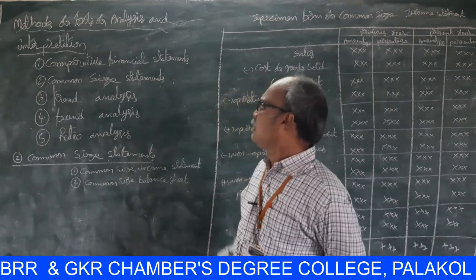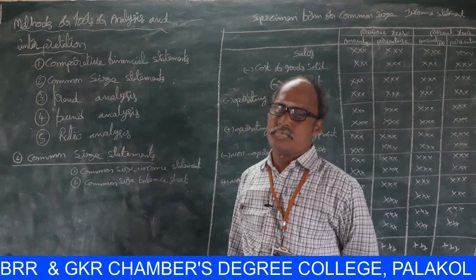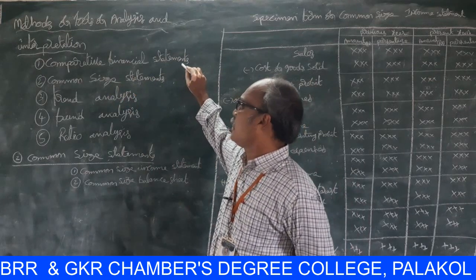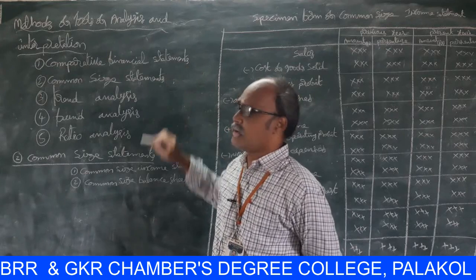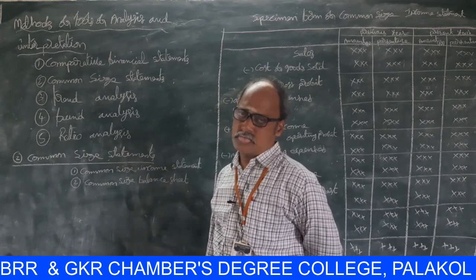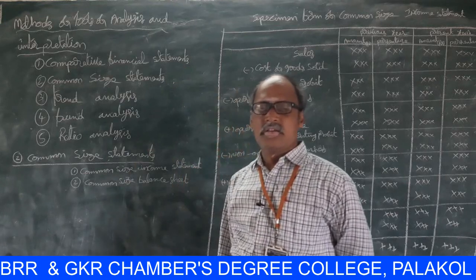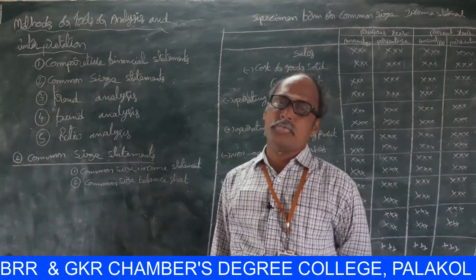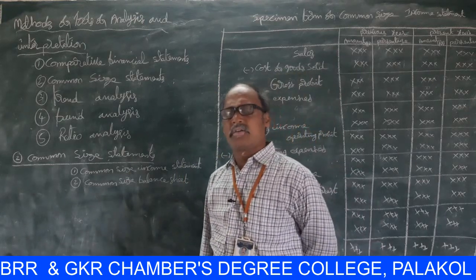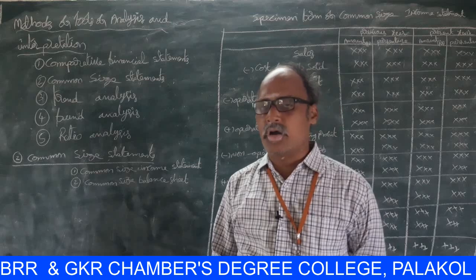Once again, analysis and interpretation of financial statements has five methods: comparative financial statements, common size statements, trend analysis, fund analysis, ratio analysis. First, comparative financial statements has two methods: comparative income statement and comparative balance sheet. In the previous two classes I already explained what the comparative income statement is, how we prepare it, and what the comparative balance sheet is, how we prepare it.